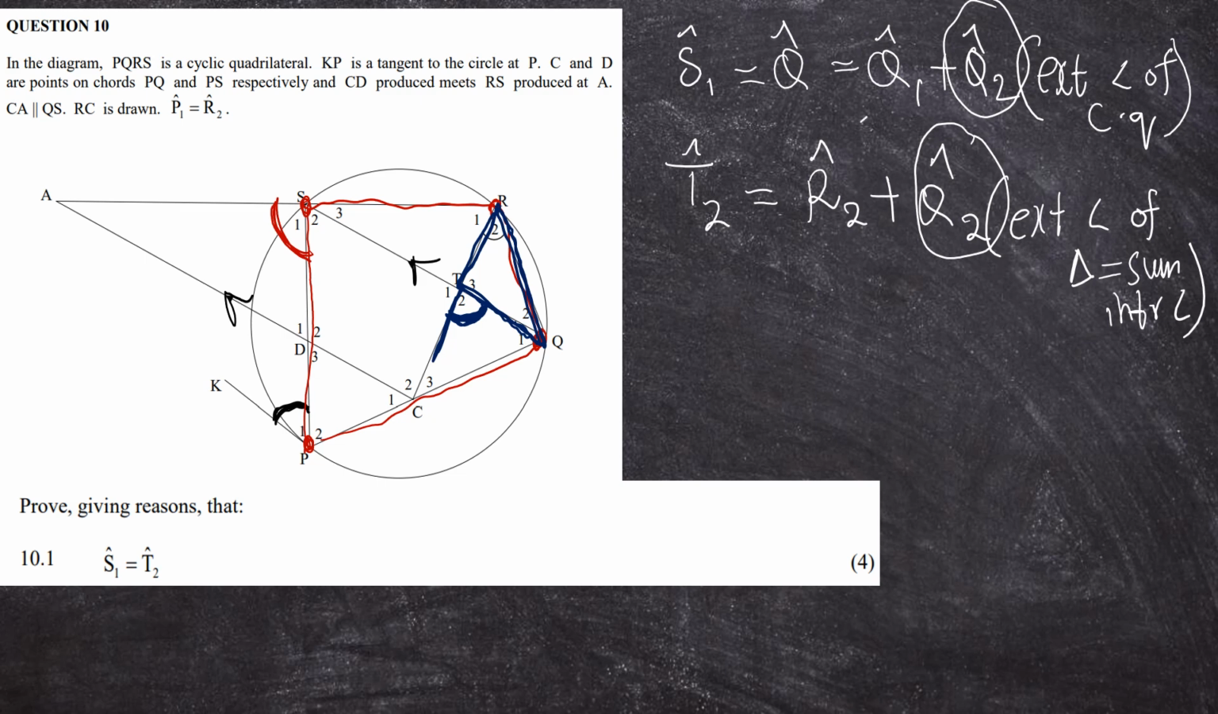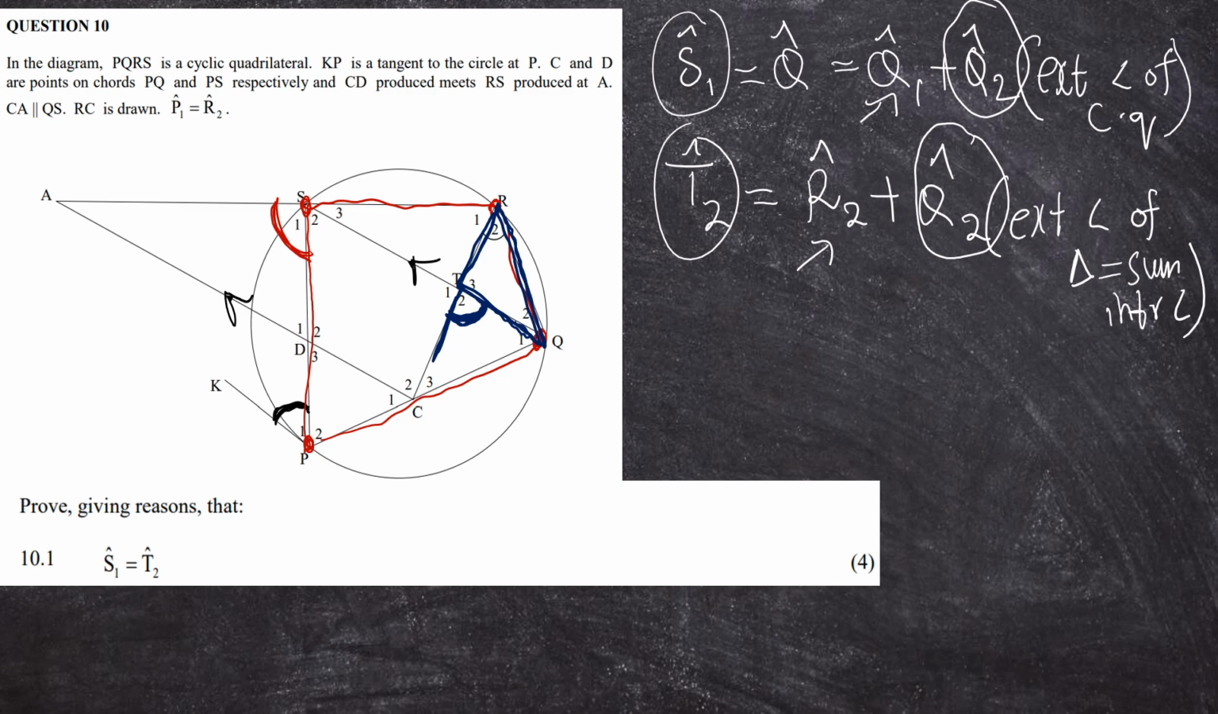Between Q1 and actually R2, whether they are equal. Okay, let's go and check. How can we find that relation between Q1 and R2? Because if we now find that R2 is the same as Q1, meaning that these two angles S1 and T2 will be equal to the same what? The same angle. Hence, we can prove they are equal.